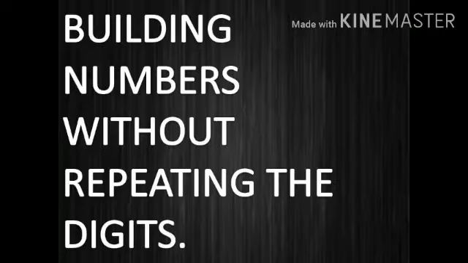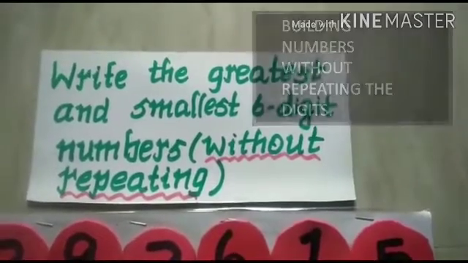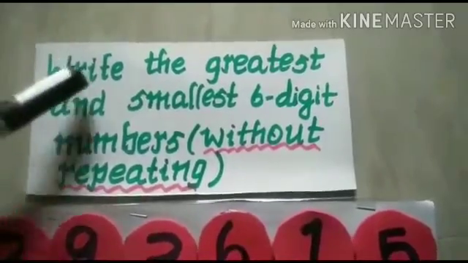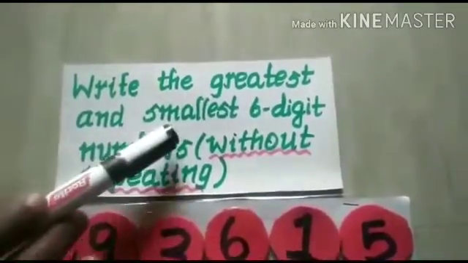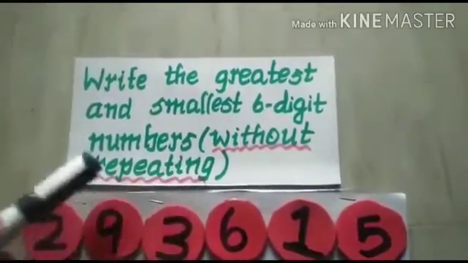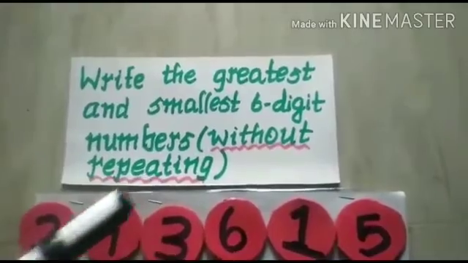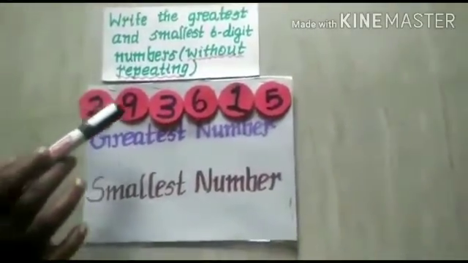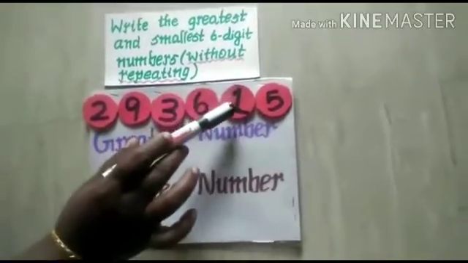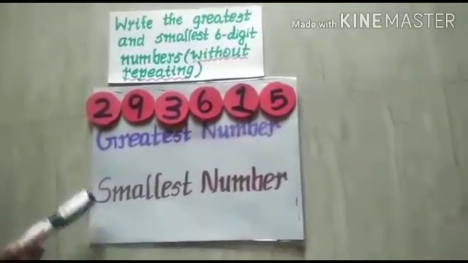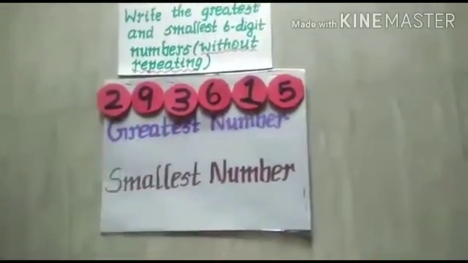Now let us do a small activity based on this concept. Children, now let us start doing the activity. First, read this question. Write the greatest and smallest 6-digit numbers without repeating. That means you should not repeat the digits. For example, here I have taken 6 digits: 2, 9, 3, 6, 1, 5. You are going to form the greatest number and smallest number using these 6 digits.